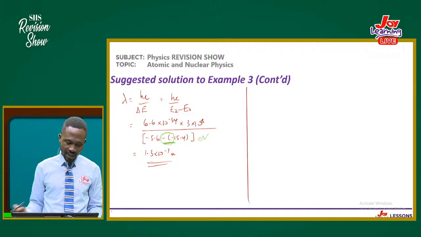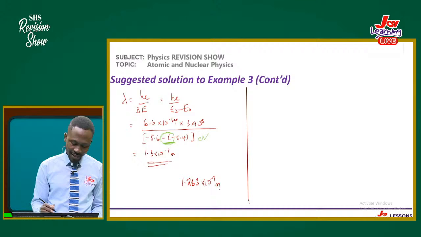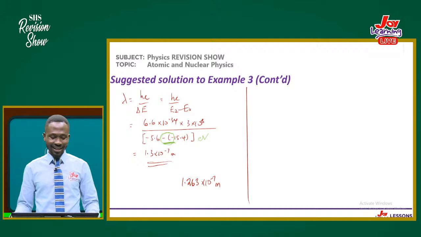Okay. Yeah, so my final answer, I had 1.263 times 10 raised to the power negative 7 meters. Good. Exactly so, Osman. You've done a yeoman's job. Thank you very much. Okay? Yes, sir. You've done very well. Thank you for calling in and keep watching, right? Yes, sir. I am so glad that my listeners are getting things right on point.